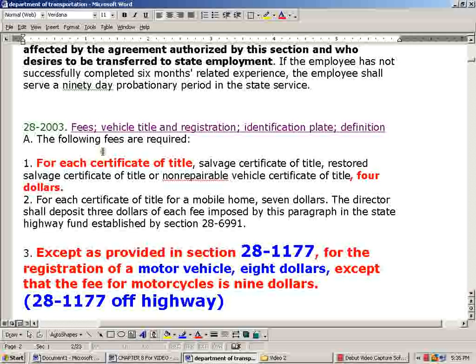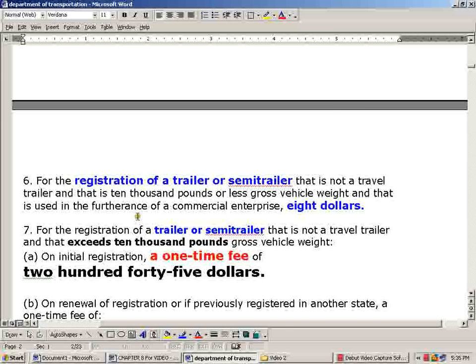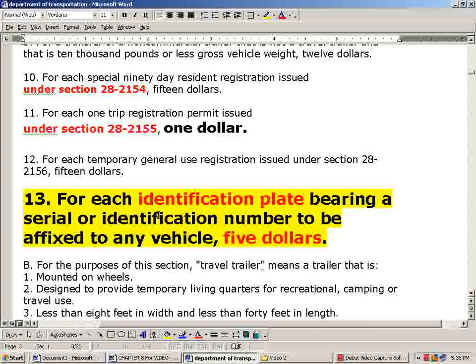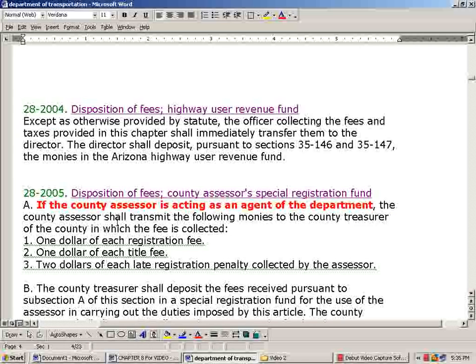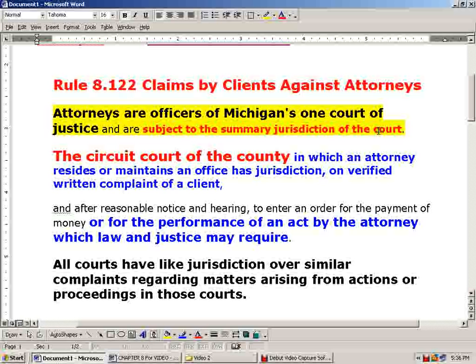Okay, and then for each certificate of title, $4. $8 to register a trailer. If it exceeds 10,000 pounds, $245. Where's the good one? For each identification plate bearing a serial or identification number to be affixed to any vehicle, it's $5 for your license plate for your vehicle. Okay, but I already did a video on this whole thing, so I'm not going through the whole thing again, but we got lots more to cover. I'll get back to this stuff.